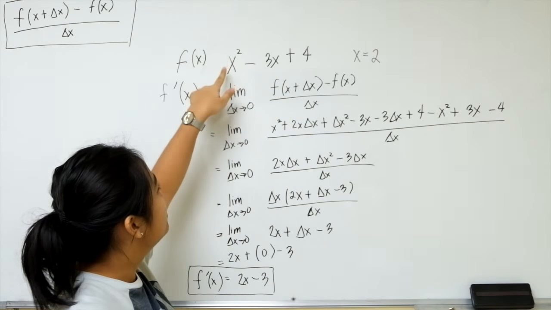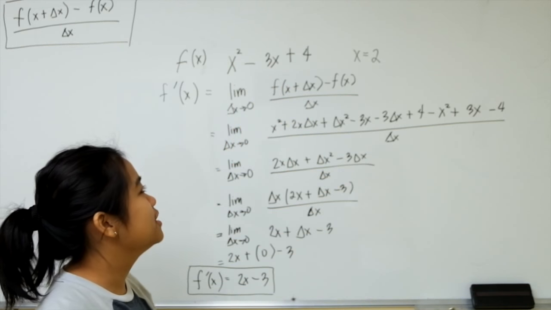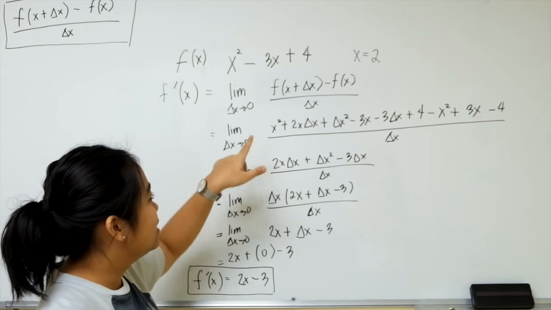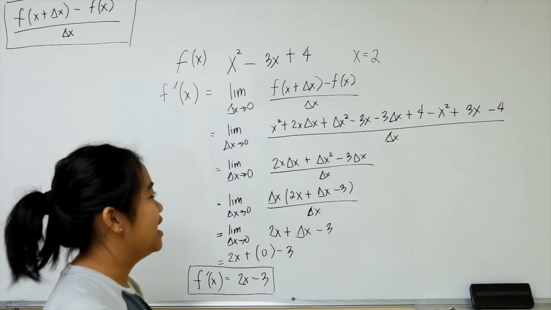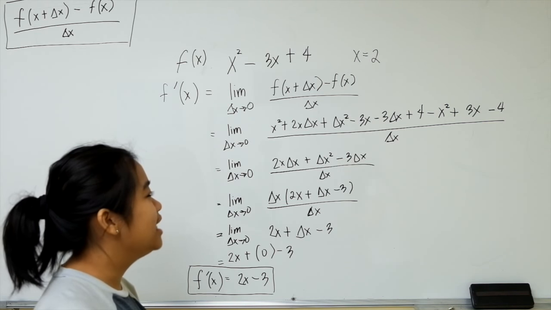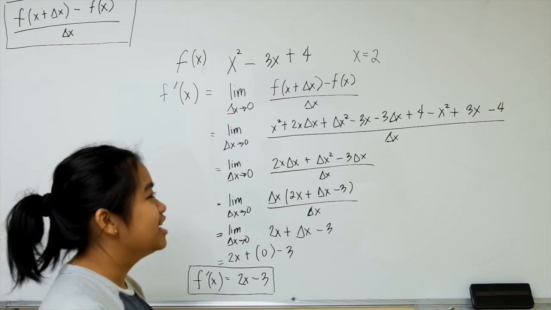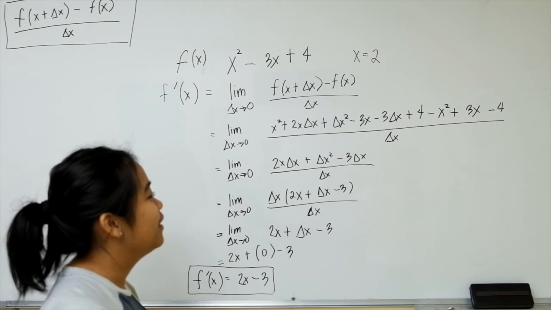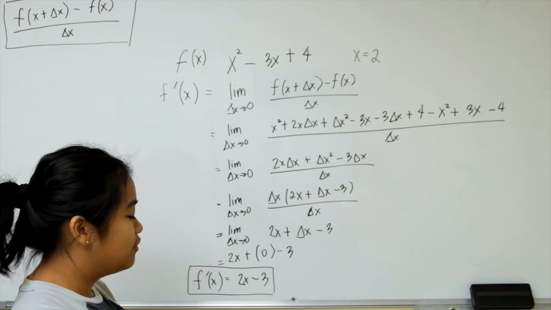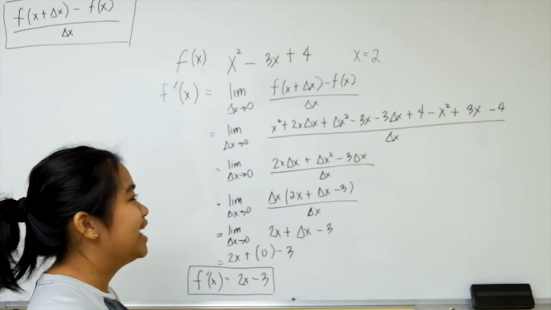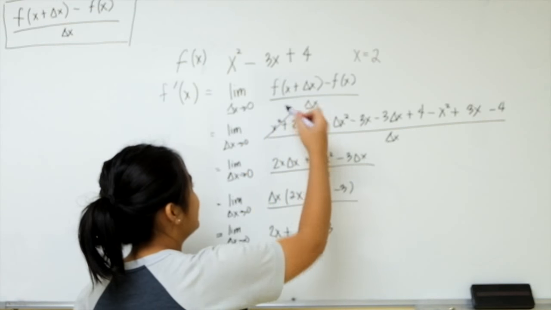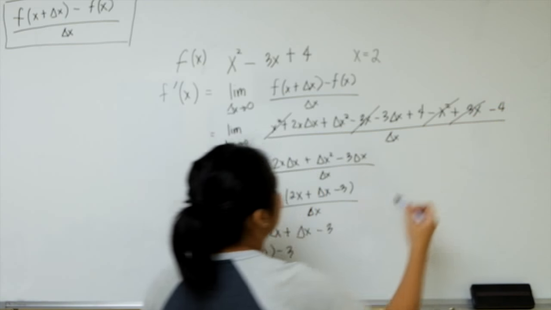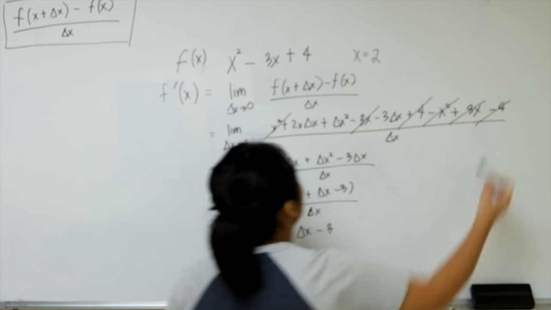Plus delta x into the function of x squared minus 3x plus 4. Now, when we do that, we get x squared plus 2x delta x plus delta x squared minus 3x minus 3 delta x plus 4 minus x squared plus 3x minus 4 all over delta x. Now from here, we can cancel out what can be cancelled out. We can cancel this out, and we can cancel this out, and we can cancel this out.